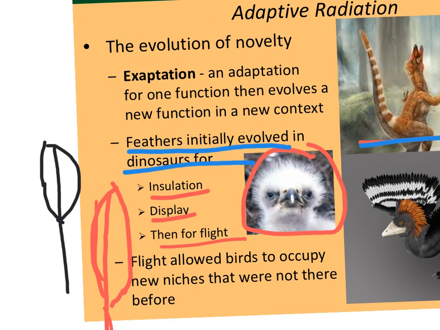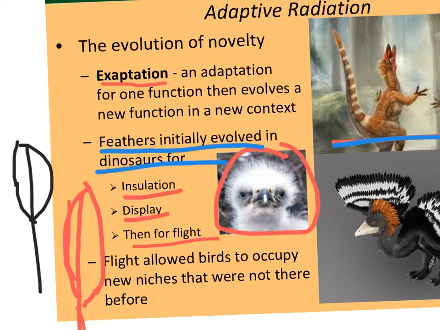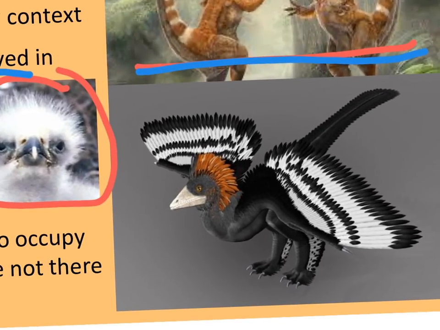This is actually called something, not an adaptation, but an exaptation. Taking something that's used for one function, in this case feathers for insulation and display, and a new function arose with some modifications, namely flight feathers. So this is a bird-like dinosaur that could fly. I forget which one, Archaeornis or something like that.